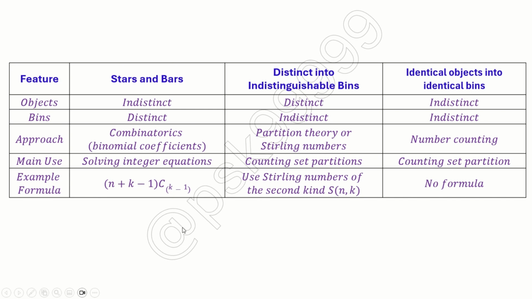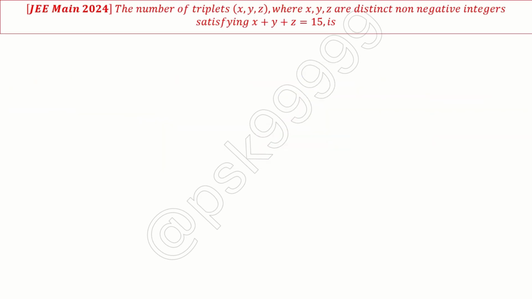And the fourth one is distinct objects into distinct bins, which is where we normally apply our combinations and permutations problems. So these are the four types. Carefully distinguish where your problem is falling. So let's do one more.